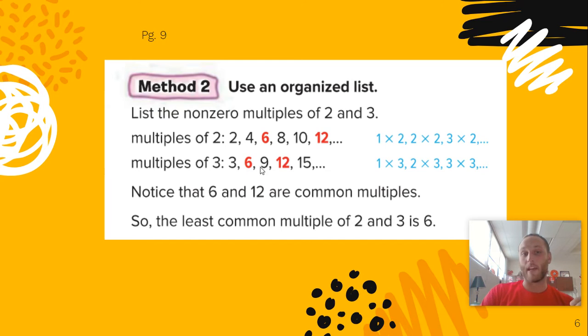So 2 and 3 both have 6 as a multiple, and 2 and 3 both have 12 as a multiple. So if you're looking at those two, the least common multiple is going to be the smaller number. So 6 is obviously smaller than 12. So for this problem, the least common multiple of 2 and 3 is 6.